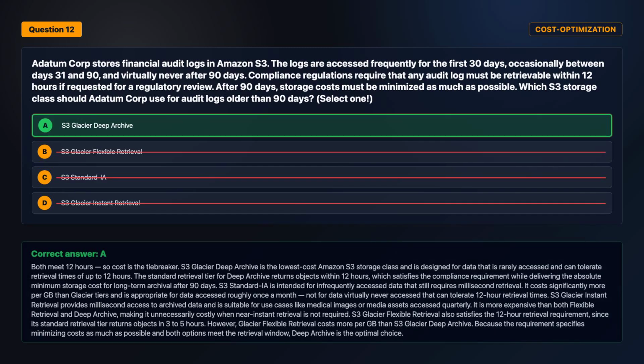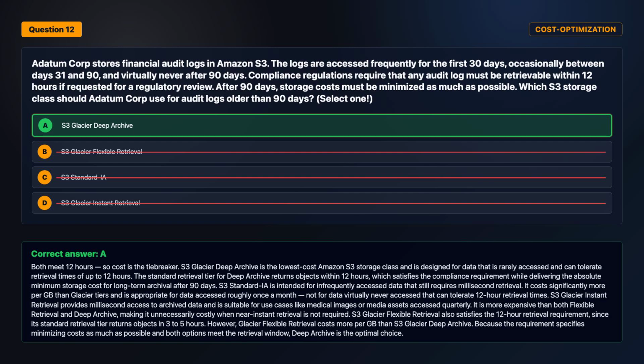The correct answer is option A. Both meet 12 hours, so cost is the tiebreaker. S3 Glacier Deep Archive is the lowest cost Amazon S3 storage class, and is designed for data that is rarely accessed and can tolerate retrieval times of up to 12 hours. The standard retrieval tier for Deep Archive returns objects within 12 hours, which satisfies the compliance requirement while delivering the absolute minimum storage cost for long-term archival after 90 days.